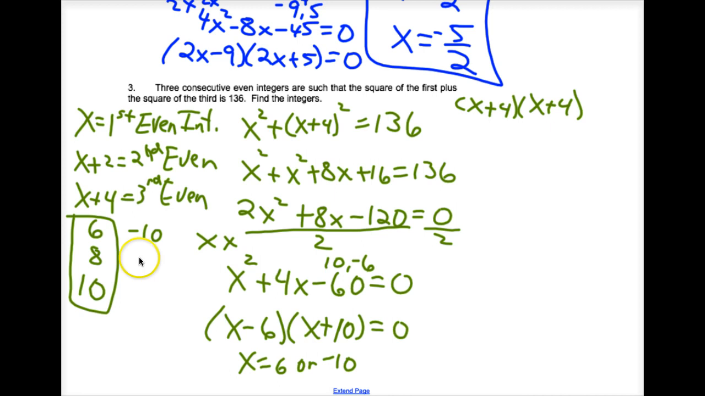Negative 8. Negative 8, add 2 to it again. Negative 6. Okay, square the first one. Oh, it does work. They both work out because this is 100, this is 36, and if you add them together, they make 136. So there are 2 sets of solutions here. Neither one of them was extraneous.